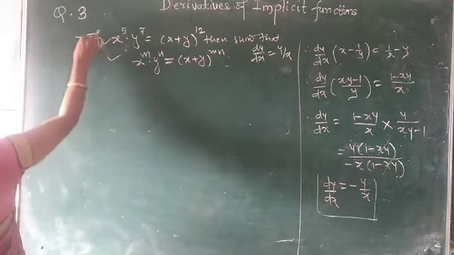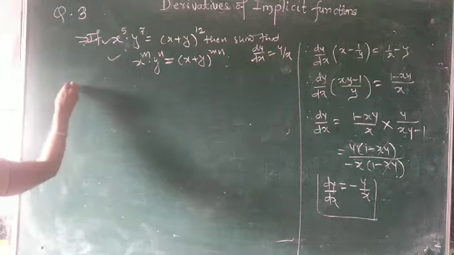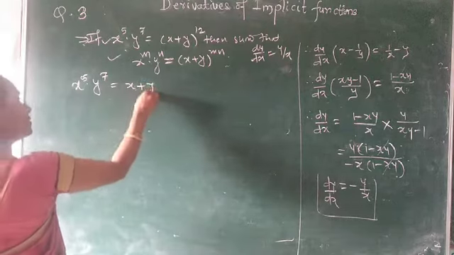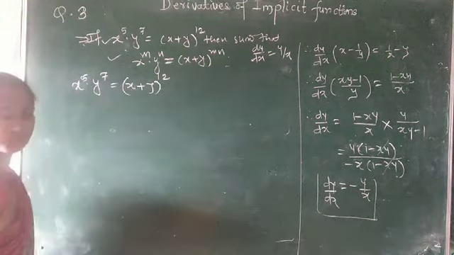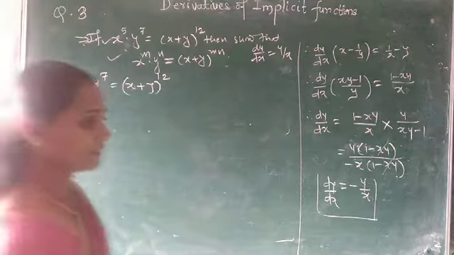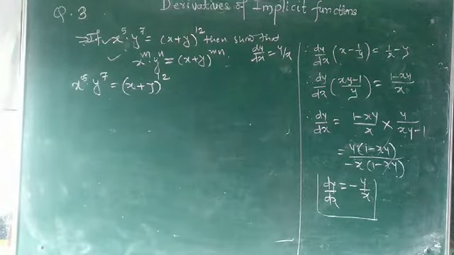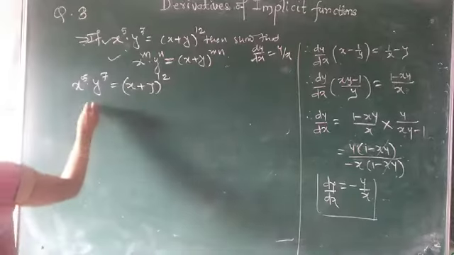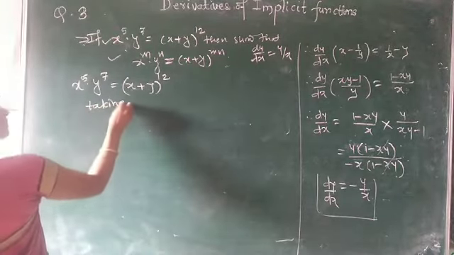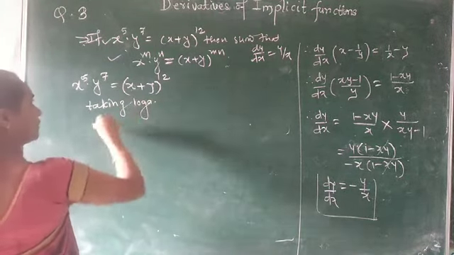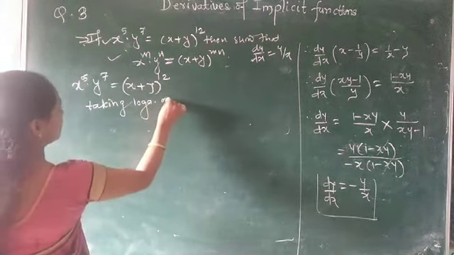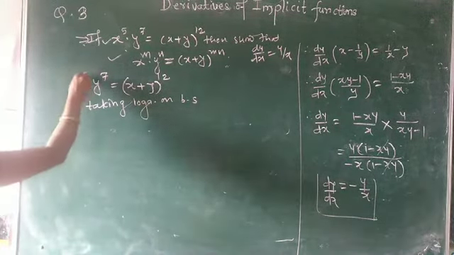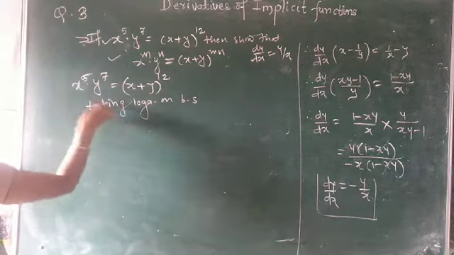Now we solve these problems which are in the exercise. So what is given here? x raised to 5 into y raised to 7 is equal to x plus y raised to 12. Now these types of examples we solve by using logarithmic functions. So first we take logarithm on both sides. This is a very important problem; 3 or 4 marks will be asked in the exam. Taking logarithm on both sides.